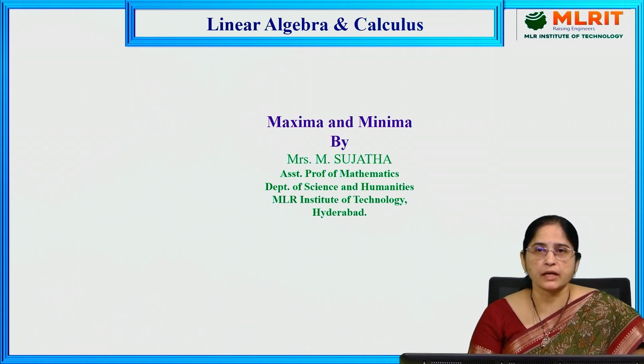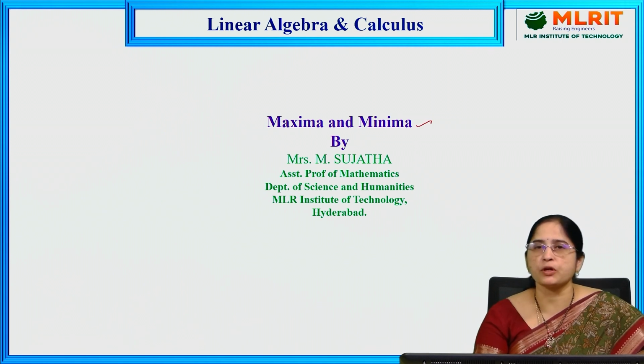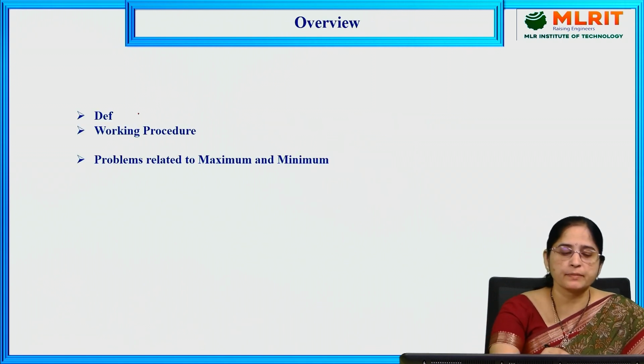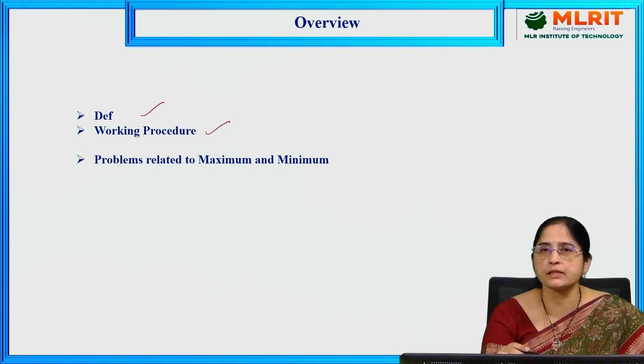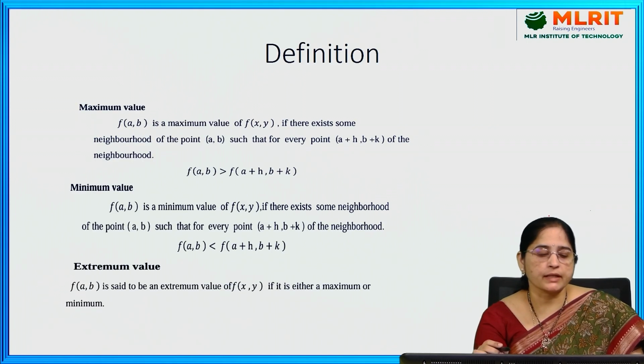In this session, I am going to discuss maxima and minima for function of two variables. So first we will see what is the definition of the maxima and minima. Next we can see what is the working procedure to find out the maxima and minimum for function of two variables. Problem related to the maxima and minima. First, we will see what is the definition.